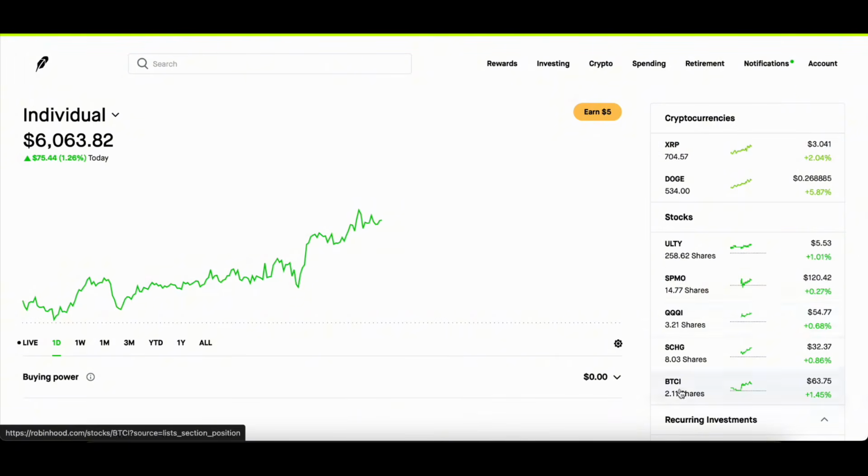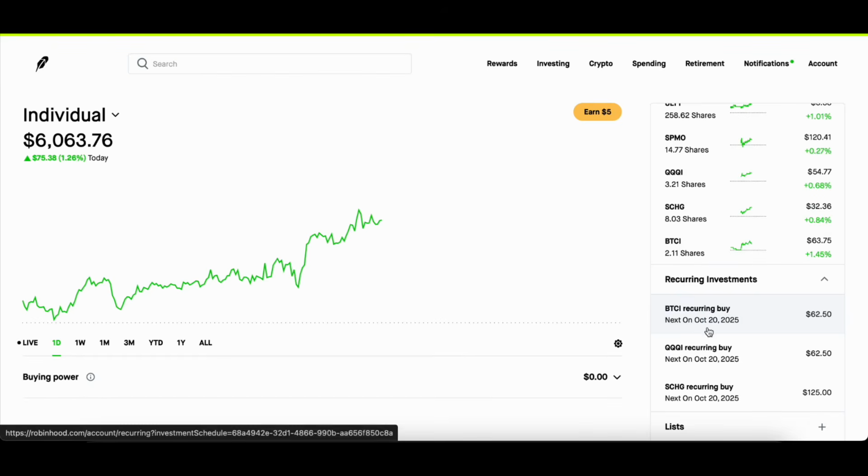There are three other positions that I have in this portfolio as well: QQQI, SCHG, BTCI. All of them have recurring investment. Once a month, I buy $62 worth of BTCI. Same goes for QQQI. But for SCHD, I invest $124.5 every single month. Now, where is this money coming from? I invest $250 every single month in this portfolio as well.